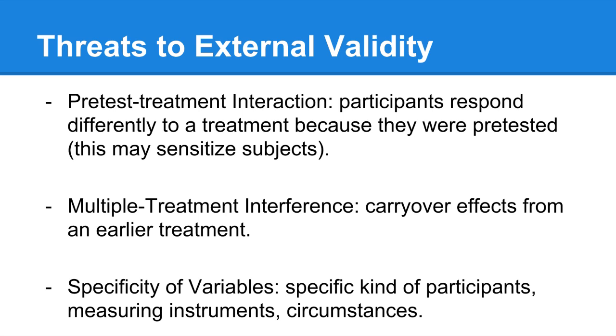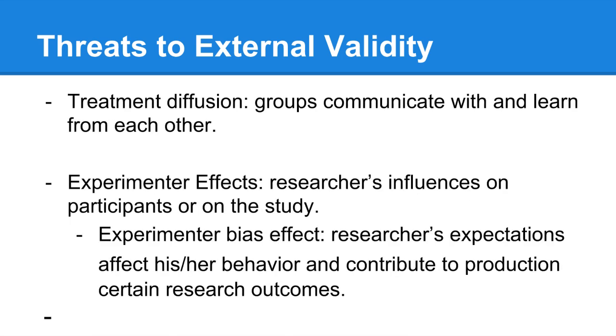Another thing is the specificity of your variables. So maybe you are having a very specific kind of participants, or the instruments or the circumstances are just too specific. Another thing is the treatment diffusion, where groups communicate with and learn from each other. So you have your control group and your experimental group, and they might actually, for example, students might teach one another how to solve a problem in mathematics, and then you will have a mixed intervention.